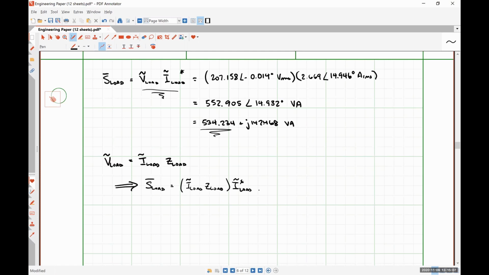May not be super obvious how that helps, but I'm going to rearrange things a little bit here, all right? So if I have I load conjugate times I load, multiplied by Z load. All I've done is mathematically or algebraically rearrange things. Do any of you remember what happens when I multiply a complex number by its complex conjugate?